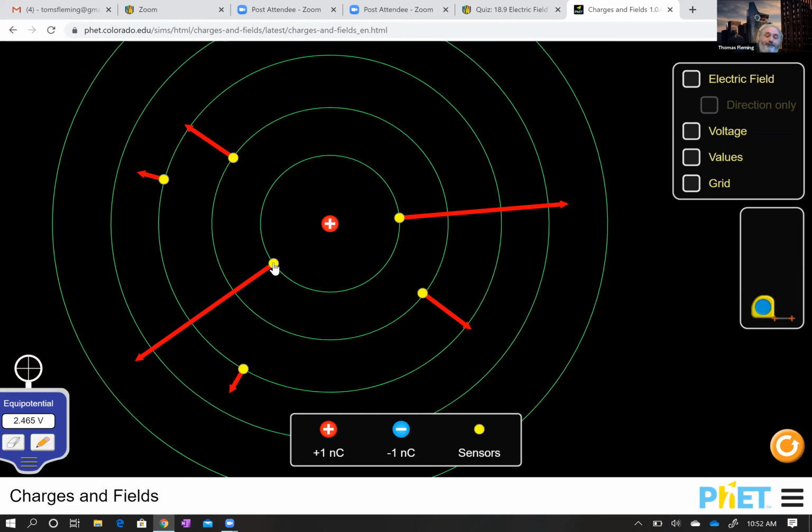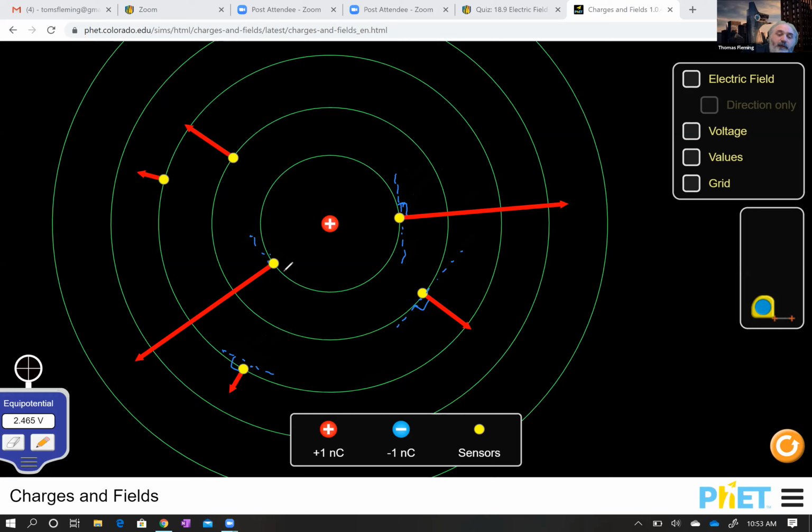In other words, if you look at this spot right here, at the place where I had that sensor, the tangent line to the equipotential surface looks like this. E is perpendicular. This right here is a right angle. If I look over here, there's my tangent line, perpendicular. If I look over here, there's my tangent line, perpendicular.